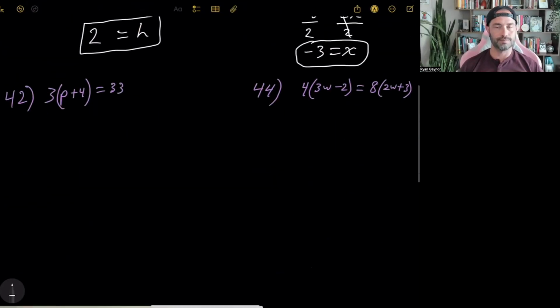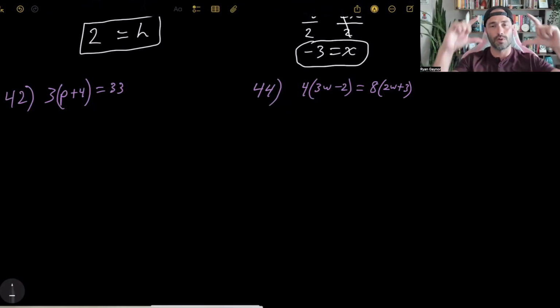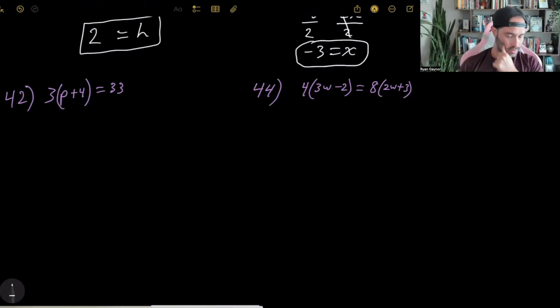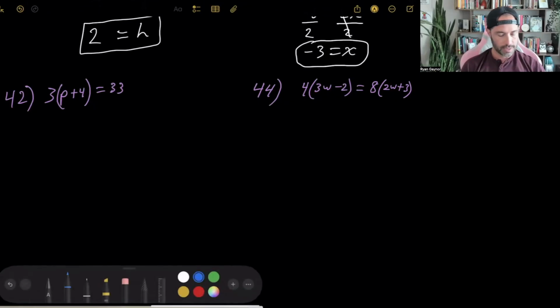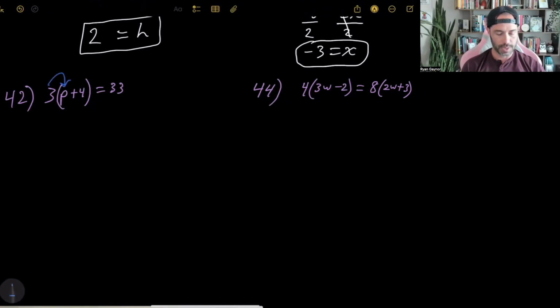All right, moving on. We are diving into 42. So we have distributive property. We have 3 times the quantity of p plus 4, right? Or 3 times the sum of p plus 4, the sum, right? So in the parentheses, there's a p plus 4. So we're going to rock this out by distributing 3 times p and 3 times 4. 3 times p is 3p. 3 times 4 is 12. So plus 12 equals 33.